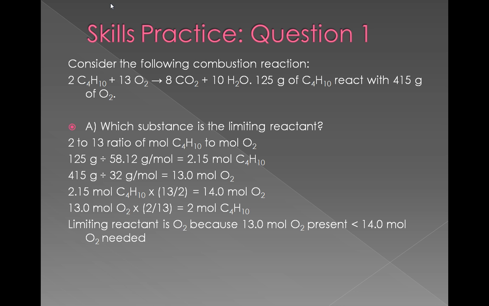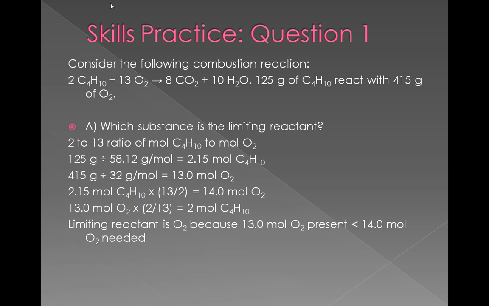To find out which substance is a limiting reactant, you look at the mole-to-mole ratio between C4H10 and oxygen. You divide the 125 grams by the molecular mass, which is 58.12, and that gives you 2.5 moles of C4H10. You do the same thing with oxygen, which is 415 grams divided by 32, and that gives you 13 moles of oxygen.